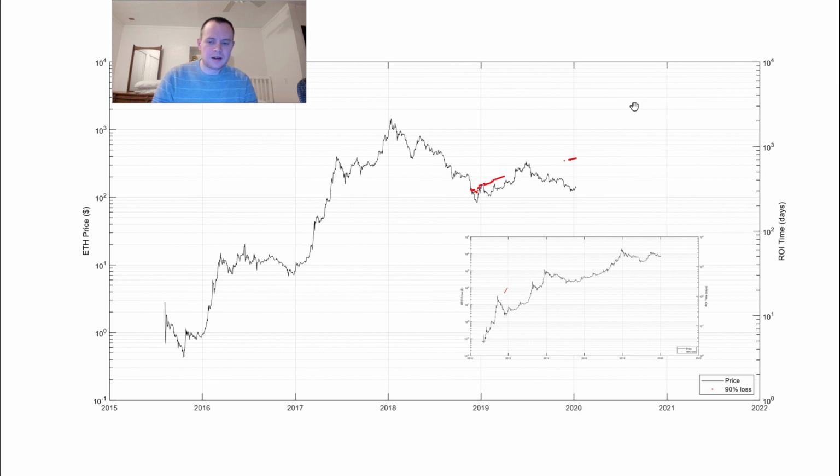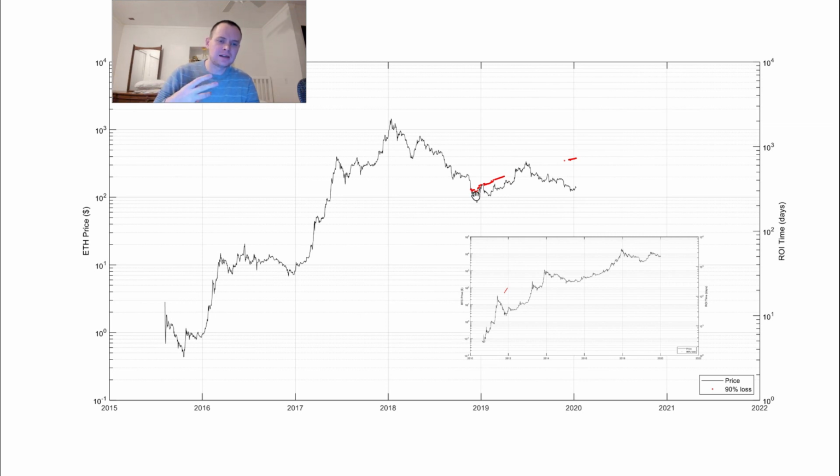So what we're going to be looking at today is the same thing we looked at with Bitcoin a few days ago. We're going to be looking at the time needed to realize various percent losses. This first graph has two y-axes. We have the primary axis over here, which is the price of Ethereum, and then we have the ROI time in days.